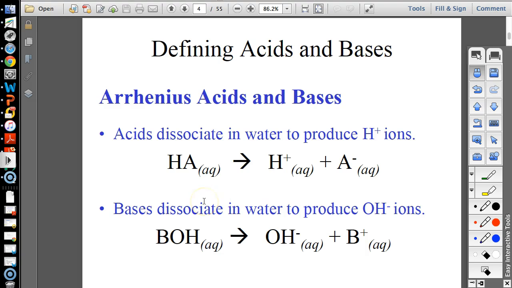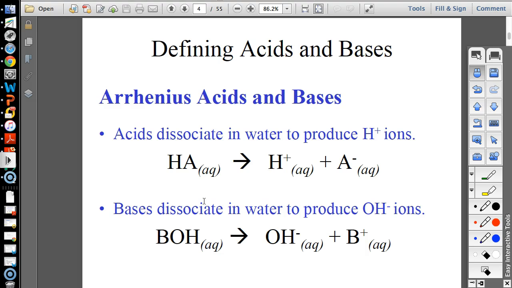Alright, so Arrhenius acids and bases, as far as what I have to teach you, it's all about Bronsted-Lowry. But this is kind of where it all started, and it was a good definition. But basically, you're going to see this a lot, HA. This is just saying a hydrogen stuck to something. Hydrogen stuck to something gives you hydrogen and that something ion. That's what that means. And then this is for base. You have something stuck to hydroxide, and it gives you hydroxide and the conjugate acid of that.